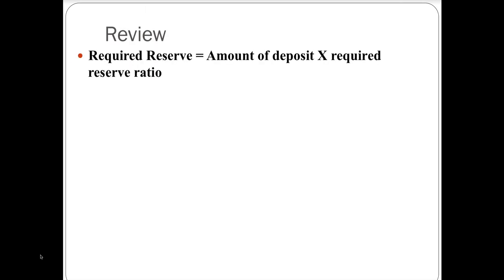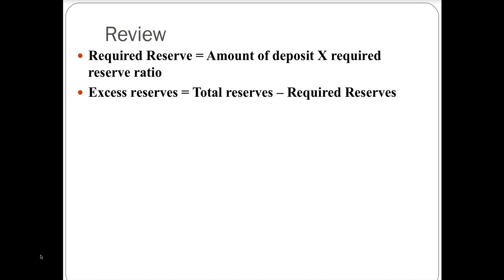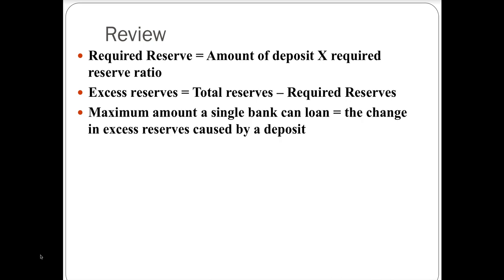So let's go ahead and hit a quick review here. So remember, the required reserve is equal to the amount of the deposit times the required reserve ratio. Excess reserves is equal to total reserves minus required reserves. It's important to have that equation memorized. The maximum amount a single bank can lend is the change in excess reserves from that deposit.